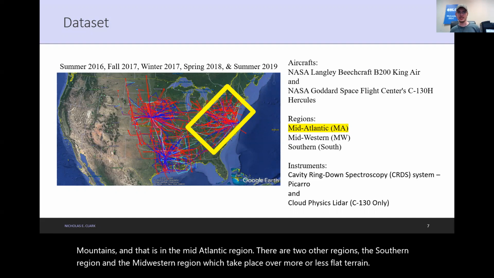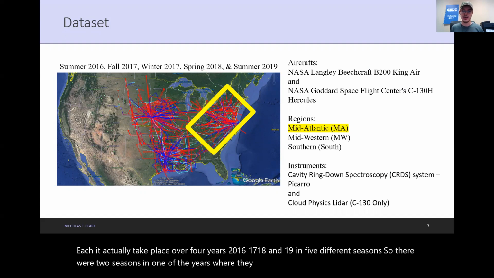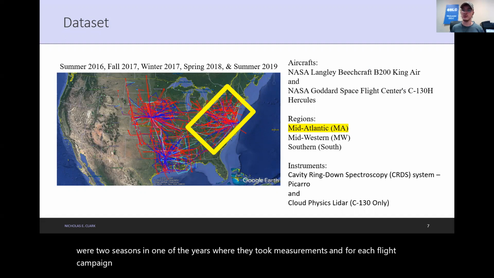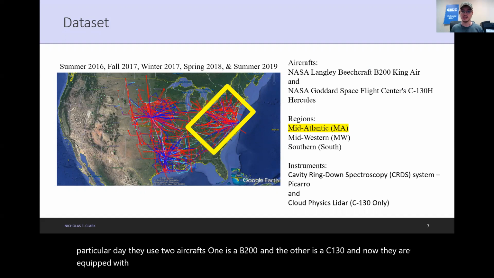Now, it actually took place over 4 years, 2016, 17, 18, and 19, in 5 different seasons. So there were 2 seasons in one of the years where they took measurements. And for each flight campaign, given that there were no issues with the flight or the aircraft on that particular day, they used 2 aircraft. One is a B-200 and the other is a C-130. And now they are equipped with their own particular instrumentation.